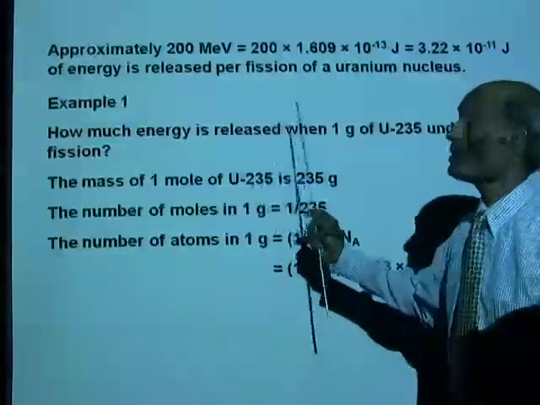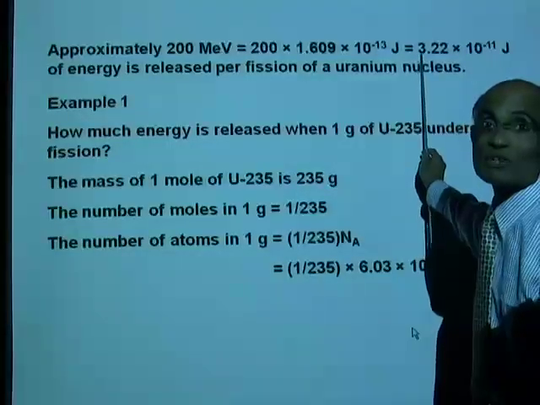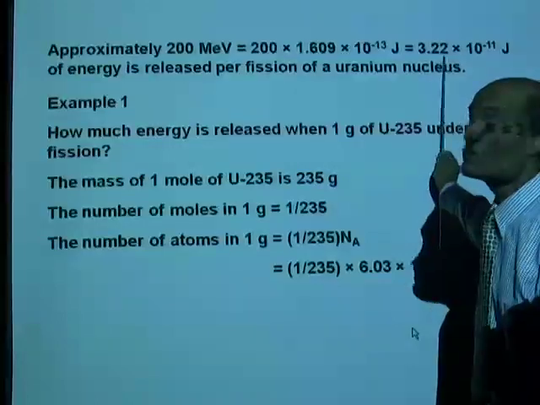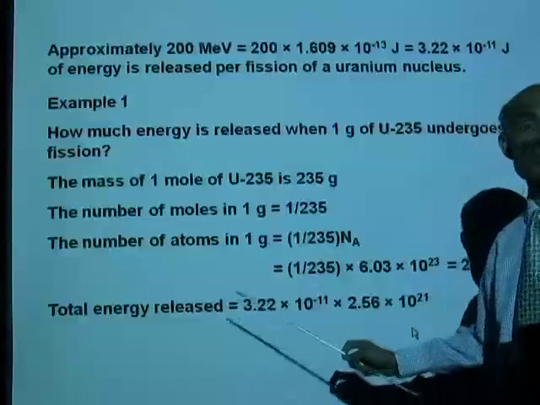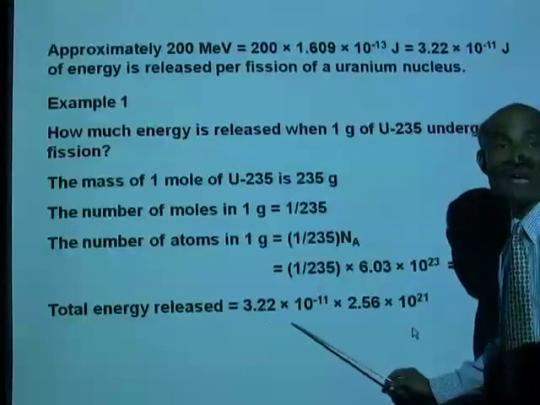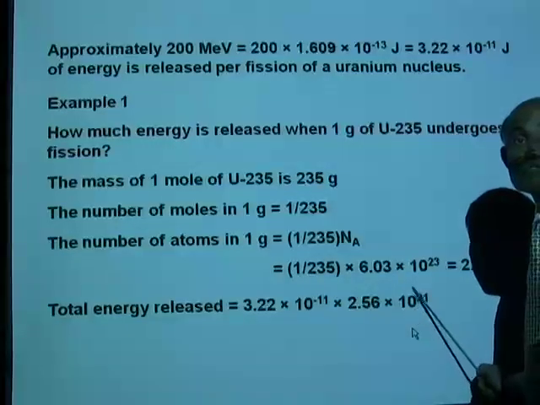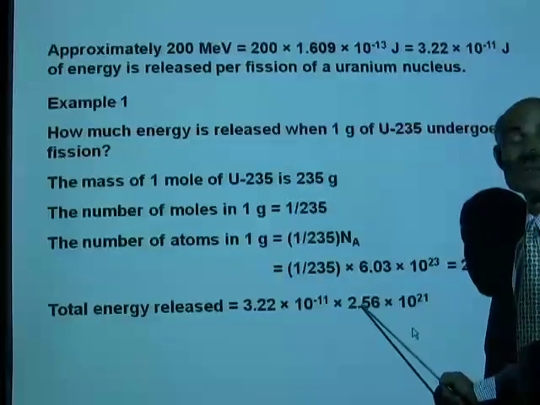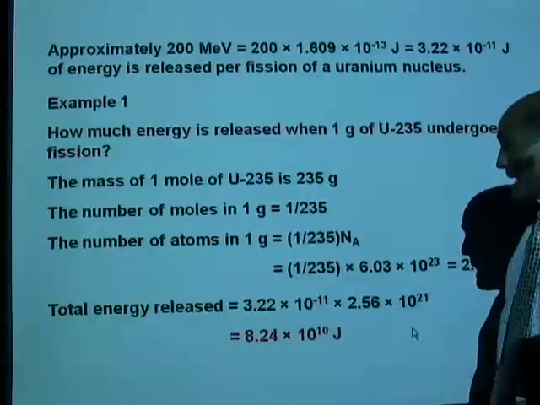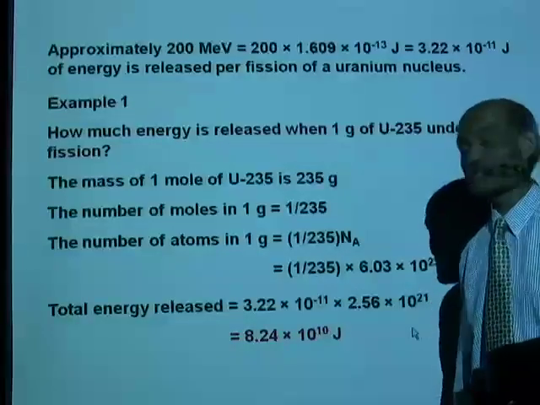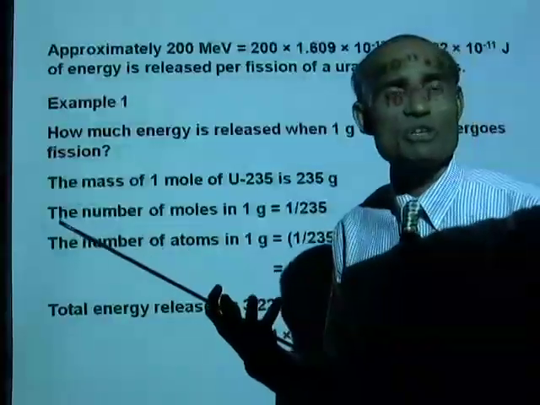And each nucleus of uranium undergoing fission will release this much energy, 3.22 times 10 to the negative 11 joules. So the total energy released will be the energy released per fission times the total number of nuclei in 1 gram. The total number of atoms is the same as the total number of nuclei. And that is 8.24 times 10 to the power of 10 joules.